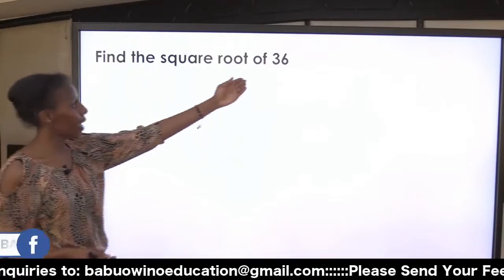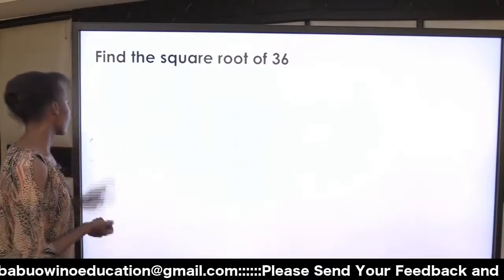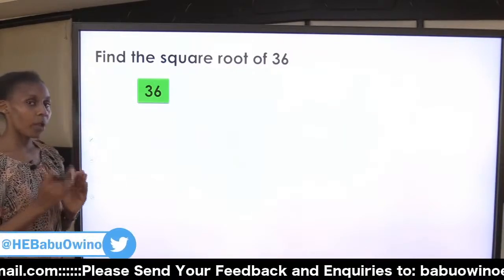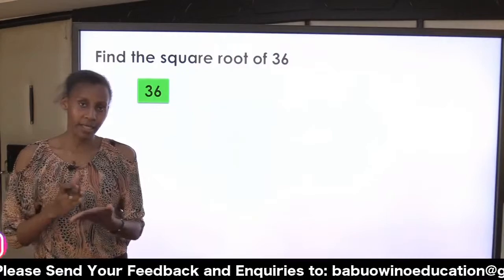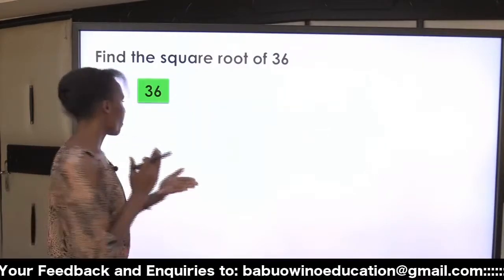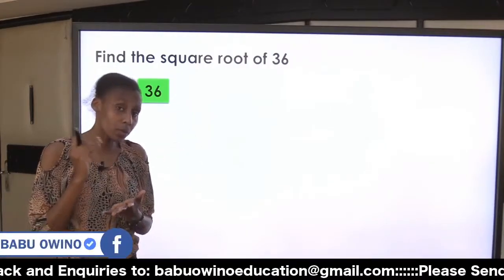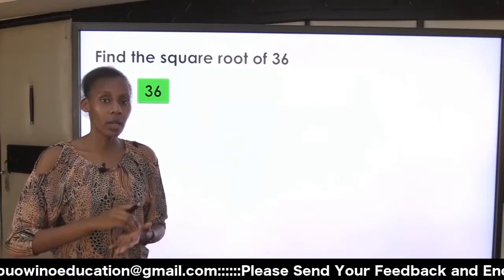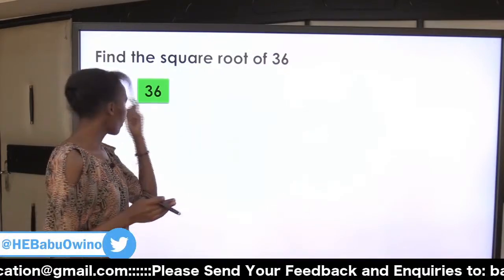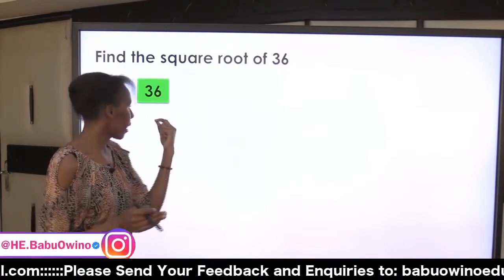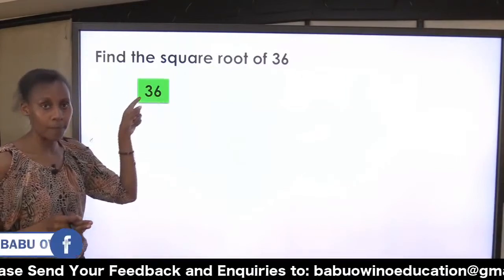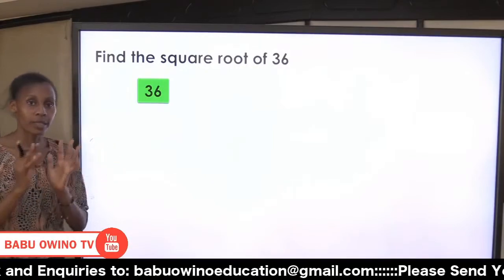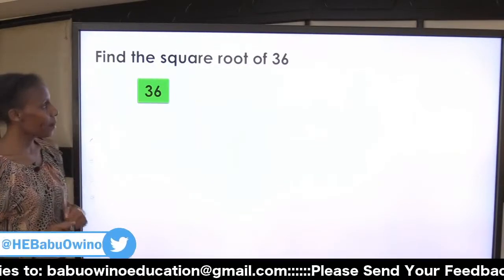So we've been told to find the square root of 36. So we have our 36 here, and remember we have to express 36 as a product of its prime factors. When we talk about prime factors, we are looking at those numbers that can only be divided by 1 or themselves, and they're the numbers that you're going to divide with our product. After we get those numbers, we write them and then we start pairing them. So let us go step by step.